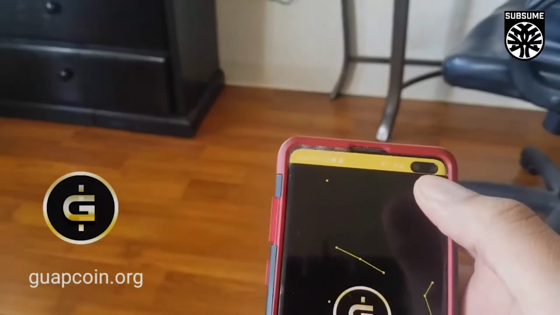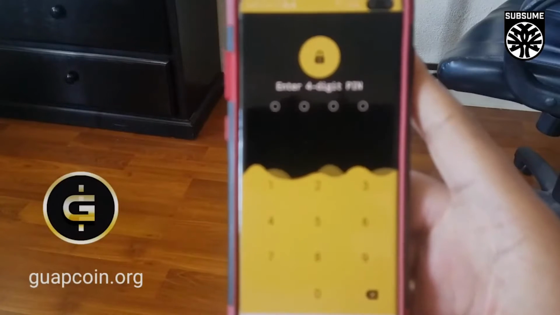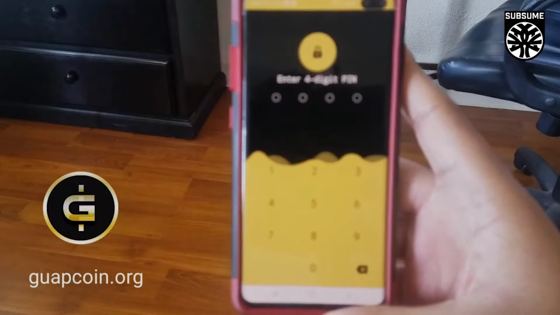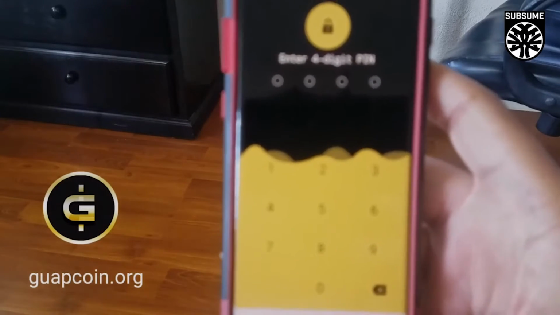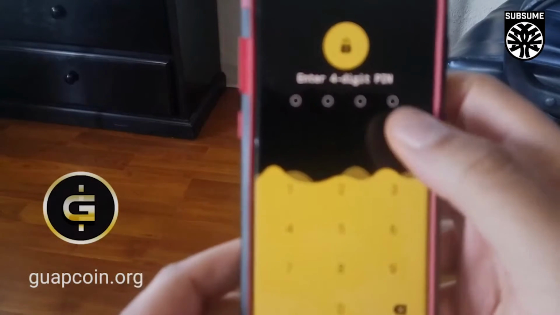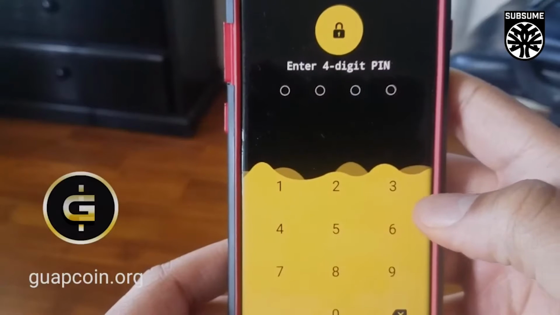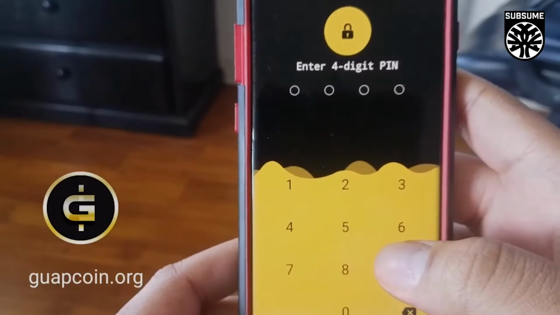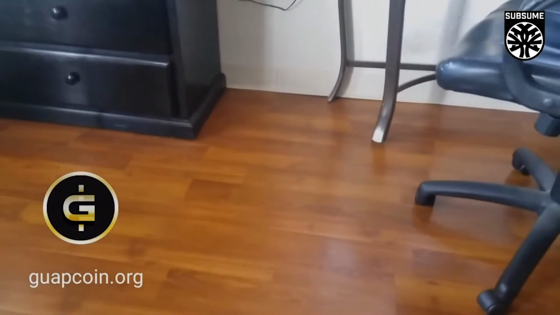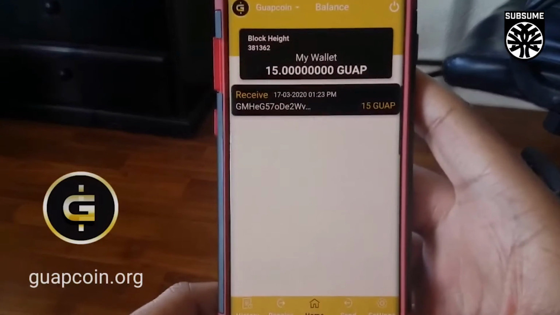Now, if this is your first time opening the app, what you're going to want to do is go ahead and create an account using your email and your password. And then, of course, it'll ask you to create a PIN number, so that way you'll be using it for future reference. Right now, for example, it's asking for my four-digit PIN. I'm going to go ahead and enter that now, so that it's more convenient rather than trying to punch in a whole password. Okay, there you go.